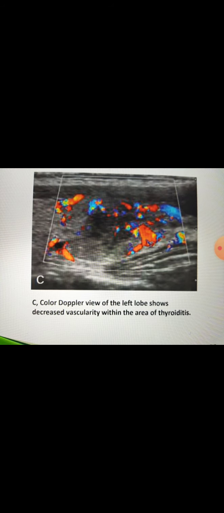In this image, you can clearly see the decreased echogenicity of both lobes, and this is the color Doppler assessment of the subacute thyroiditis. You can see that there is decreased vascularity within the area of thyroiditis.